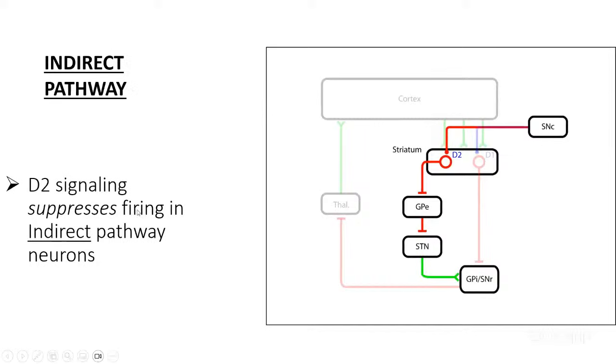Because the SNC loses its dopaminergic input, the pathway varies. So your direct becomes inhibited and the indirect becomes activated more. So that's why you get loss of action, normal activity is lost. So the suppression of the indirect is lost and activation of the direct is lost. So both of these are lost together. That's why you get Parkinson.